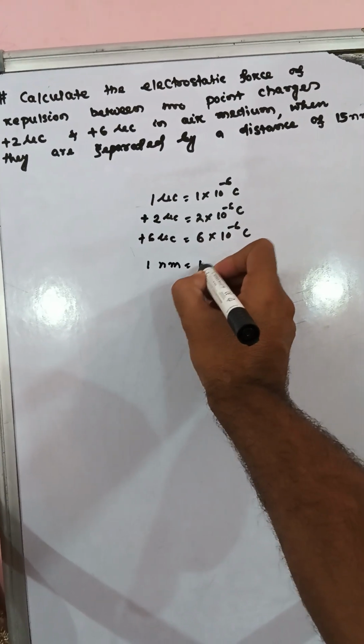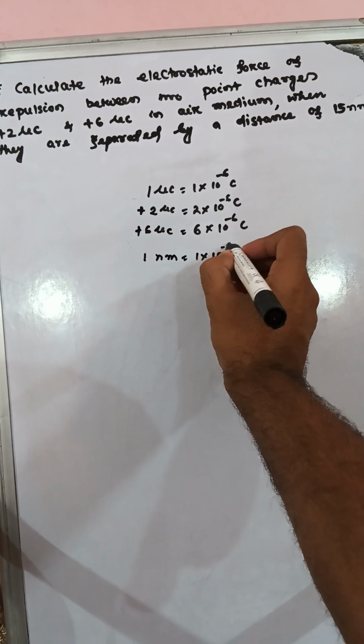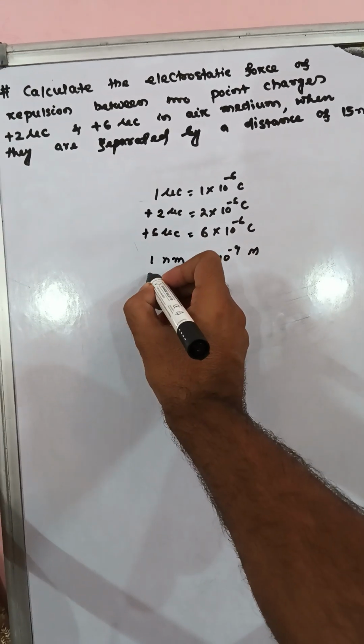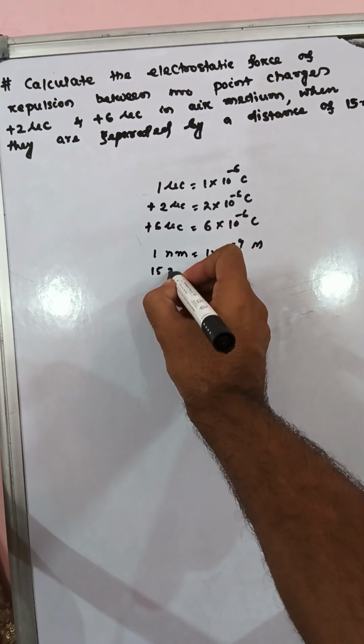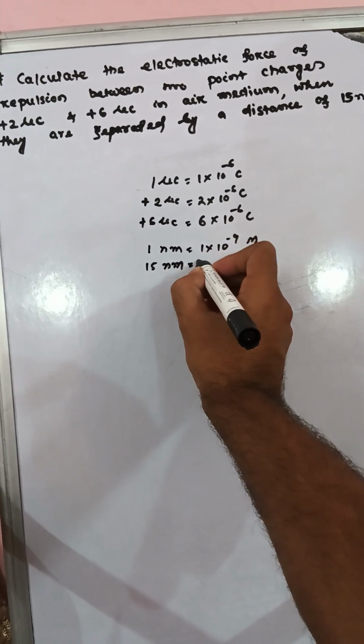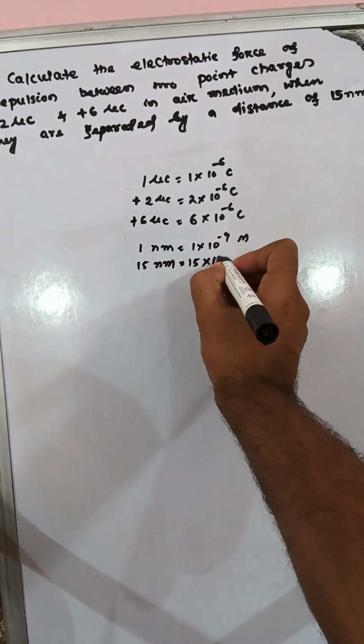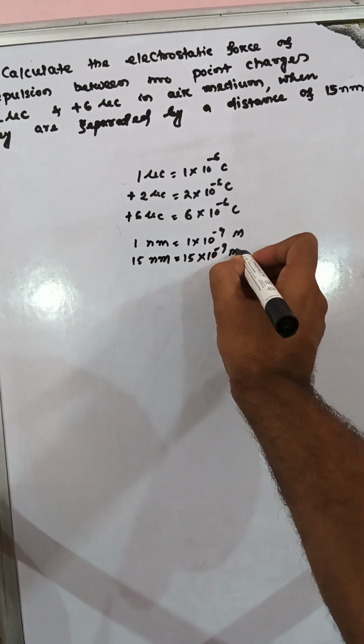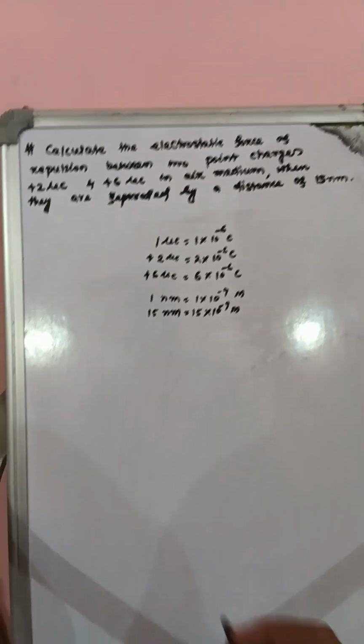Then 1 nanometer is equal to 1 into 10 to the power minus 9 meter, and 15 nanometer is equal to 15 into 10 to the power minus 9 meter. We get all these values.